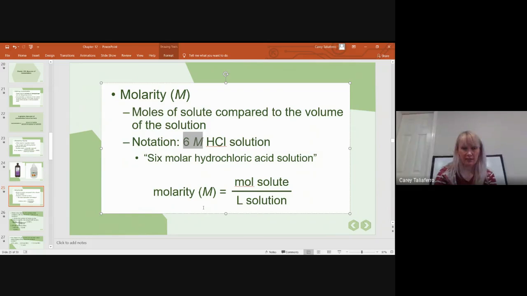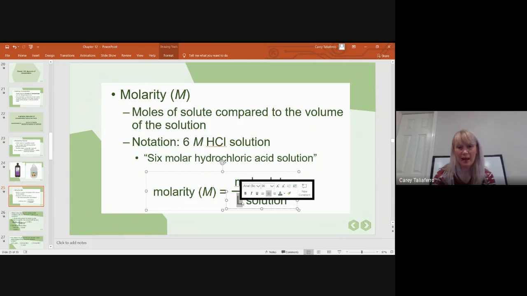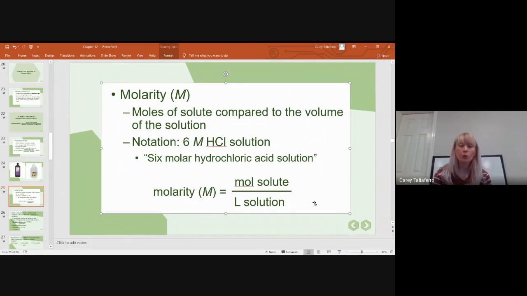Now we calculate this by taking the moles of solute, so in this case it would be HCl, and divide by the total volume of our solution. Now notice that these units matter. So molarity is moles of solute per liters of solution. So in your calculations, you have to make sure your numerator is converted to moles. If you're given an amount in grams, you have to convert it to moles. And if you're given a volume in, say, milliliters, you're going to have to convert that to liters first.